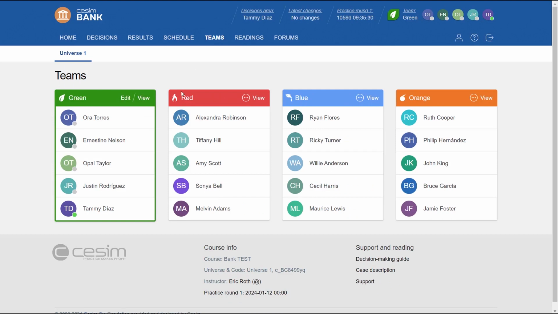The teams page shows you the teams and the team members, and for your own team you can click this edit link, and then you are able to change the team name and add a slogan if you wish.